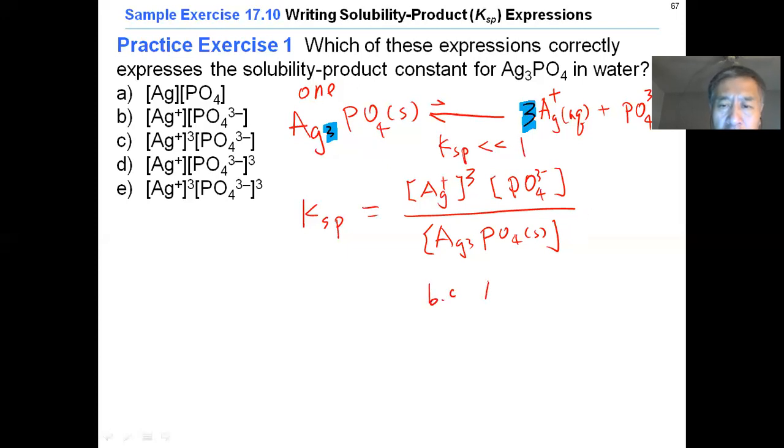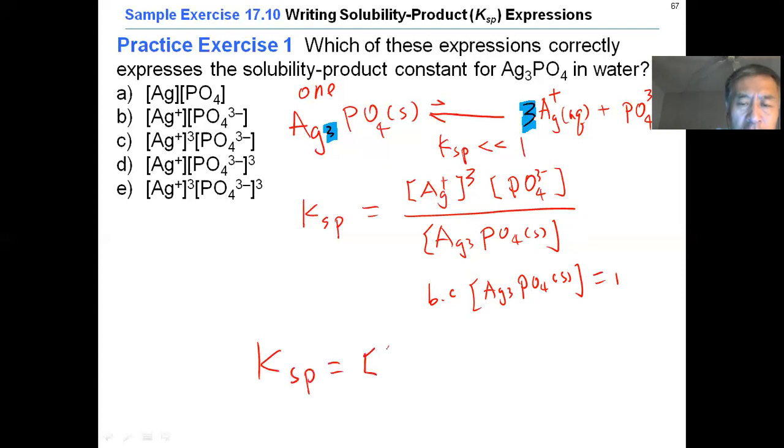Because the concentration of Ag3PO4(s) equals 1. So therefore our final answer for the KSP equals Ag plus to the third power, then PO4 3 negative to the first power. So therefore the answer is C.